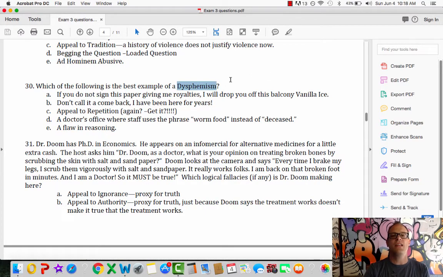A wouldn't work because that is just an appeal to force. B is a lyric from a song. Let me know if you know which one it is. C is appeal to repetition. Get it? Again? Okay. Maybe that's not very funny, but I think it's funny. D, a doctor's office where staff uses the phrase worm food instead of deceased. That would be a good option, right? Or E, a flaw in reasoning. That's just incorrect. So the best answer is going to be D.